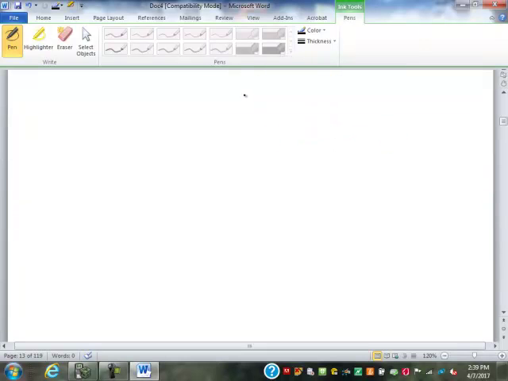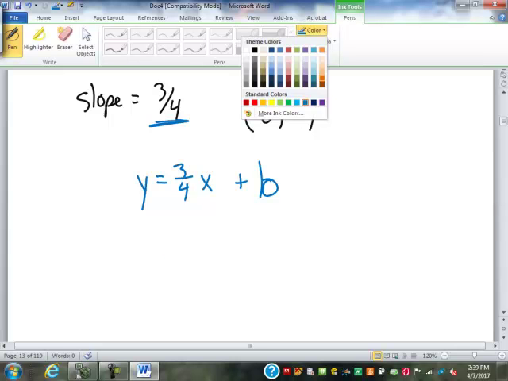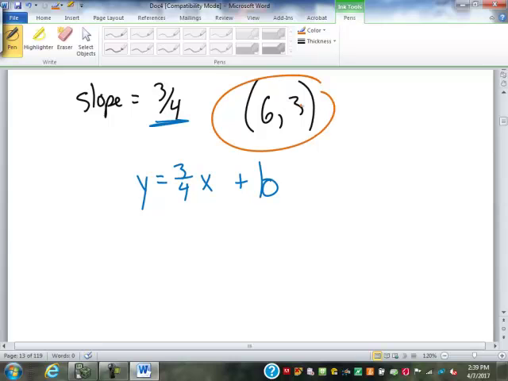So let's look at now finding equations. If you remember, before spring break, we worked on, if I give you that the slope of a line is 3/4, and that the line goes through the point 6, 3, I can find that equation. I found that equation by starting out with y equals the slope times x. So it's 3/4 times x, and then plus or minus whatever this y-intercept is, b. Then we found b by using this point.